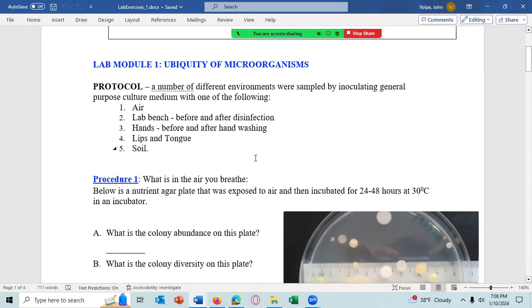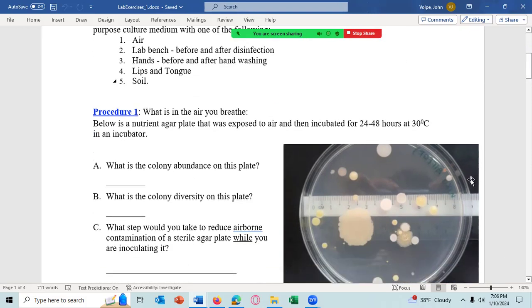Procedure 1, what is in the air you breathe? Answer the questions. What is the colony abundance on this plate? Just simply count the colonies and give me the colony abundance. What is the colony diversity on this plate?